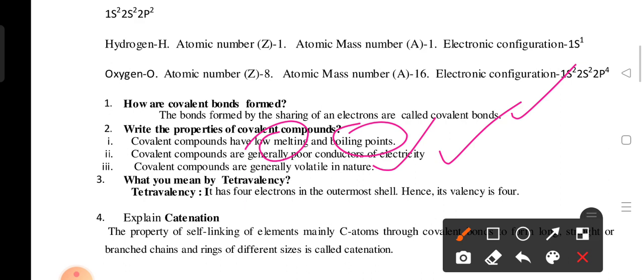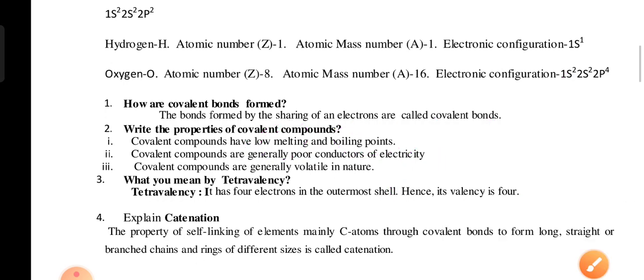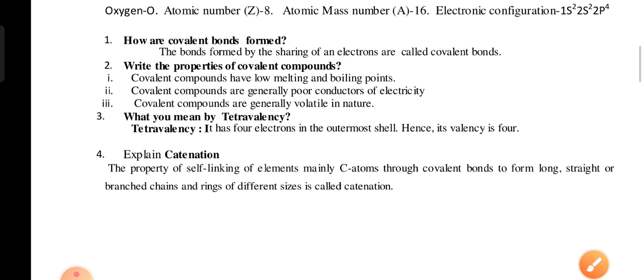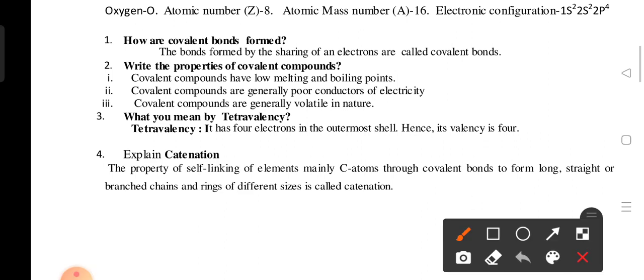Next, what do you mean by tetravalency? Carbon has 4 electrons in the outermost shell, hence its valency is 4. The combining capacity of carbon is 4, that's why it is a tetravalent element, called tetravalency. Explain catenation. It's a 1-mark, very important question. The property of self-linking of elements, mainly carbon atoms, through covalent bonds to form long straight or branched chains and rings of different sizes is called catenation.